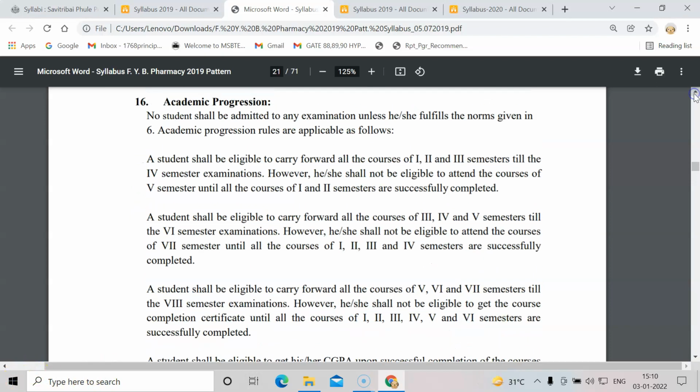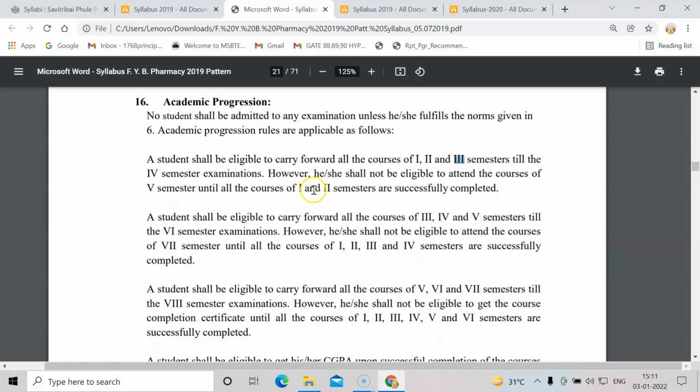Now this syllabus has good terms for academic progression. The students who have failed in first semester, second semester, third semester will be allowed till the fourth semester. So if he fails in the first year and the third semester of the second year, still he is allowed till fourth semester. But he is not allowed if he fails in first and second semester. If he attends fifth semester, he is not allowed. He has to first pass first and third.